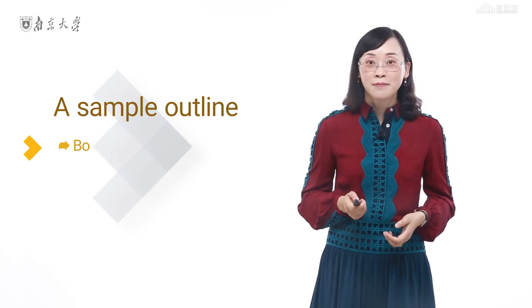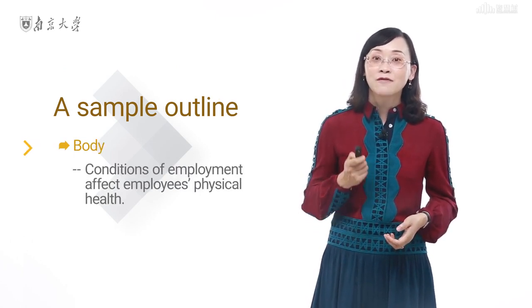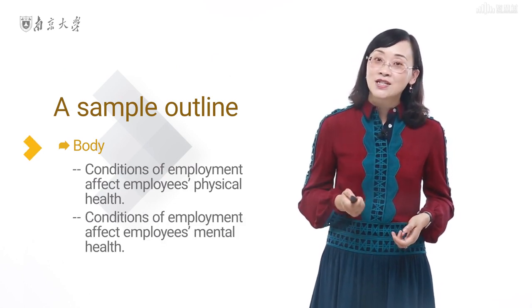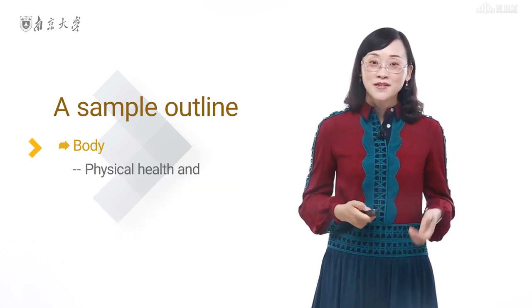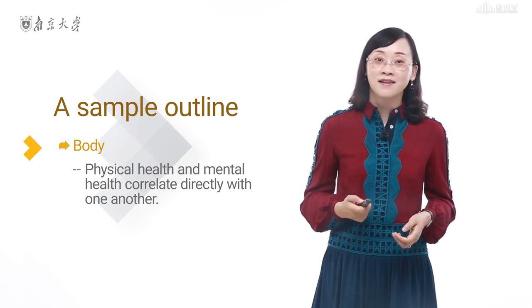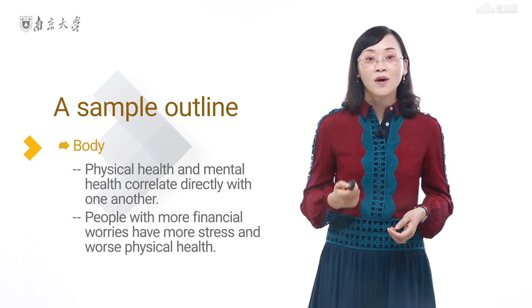In the body of the paper, 4 main points are presented. Conditions of employment affect employees' physical health. Conditions of employment affect employees' mental health. Physical health and mental health correlate directly with one another. People with more financial worries have more stress and worse physical health. Under each point, there are 2 specific supporting points.